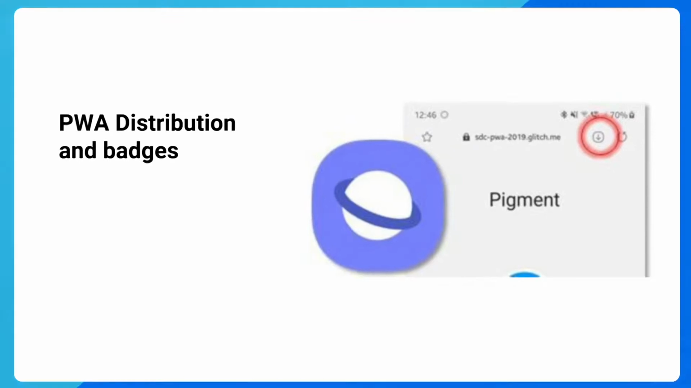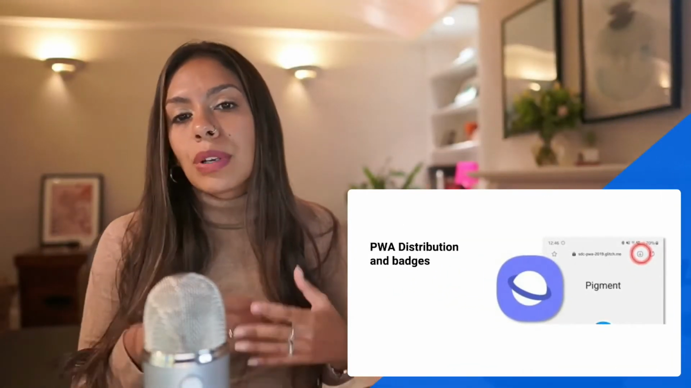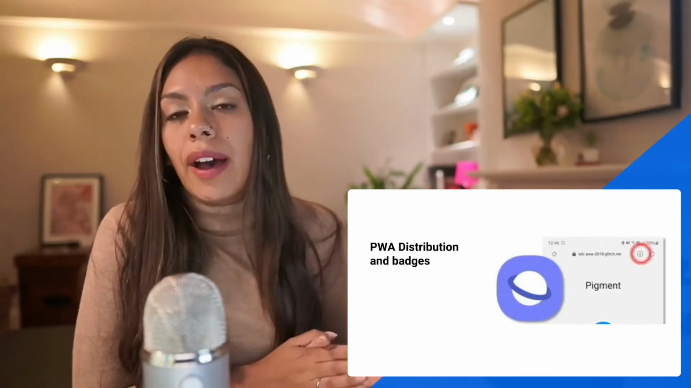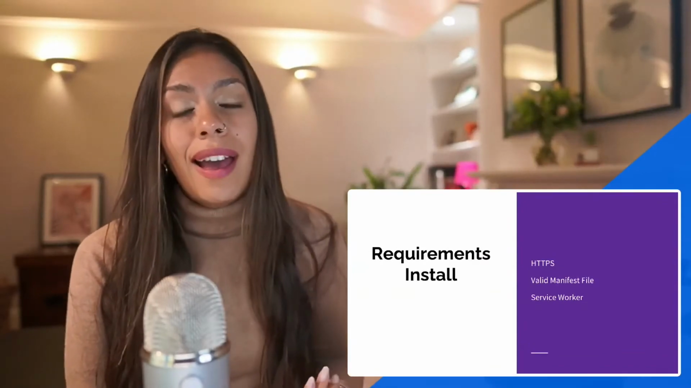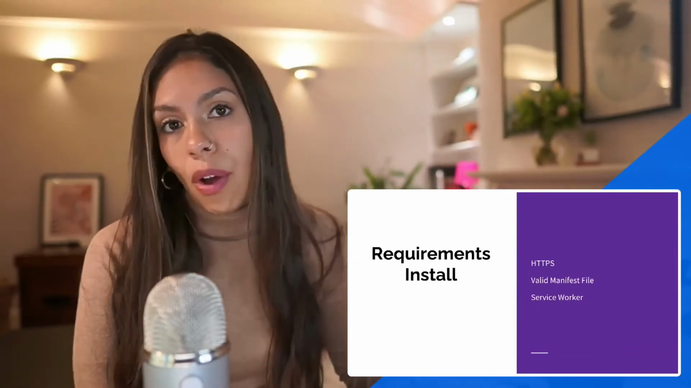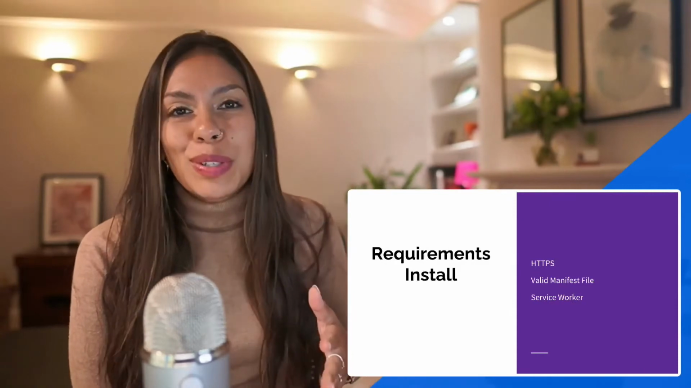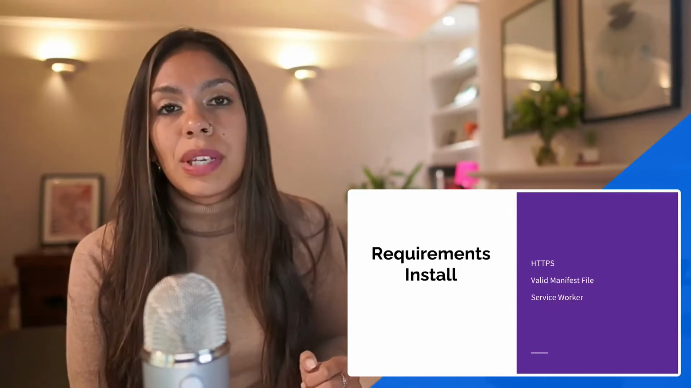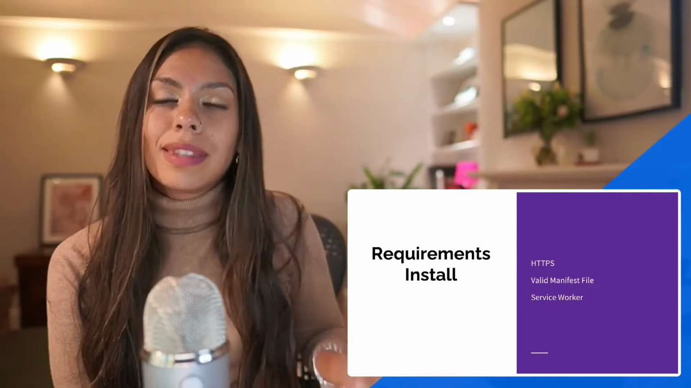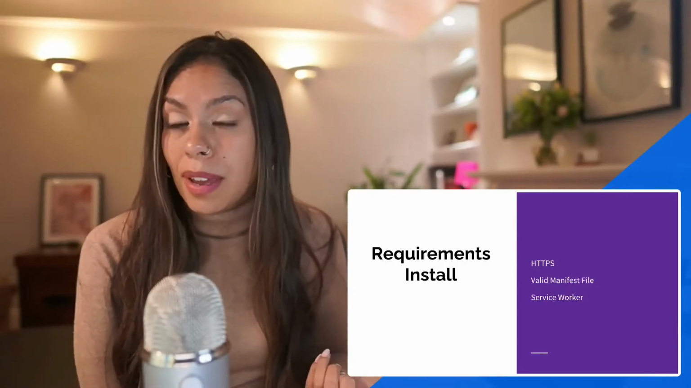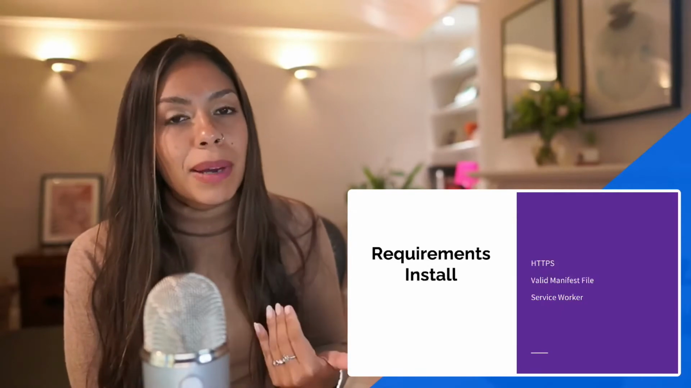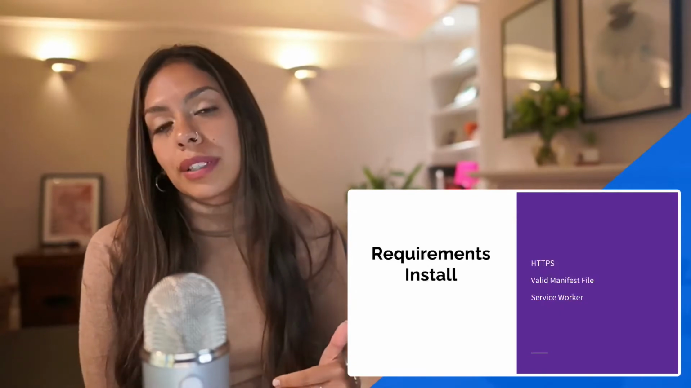But before actually thinking about installability, there are some requirements that you need to have in order to build a PWA. Let's take a look. You probably know this, and if you're not familiar with this concept, I invite you to being around the conference because you're gonna hear about these things a lot. Of course, you need to have HTTPS for security, a valid manifest file, and a service worker.